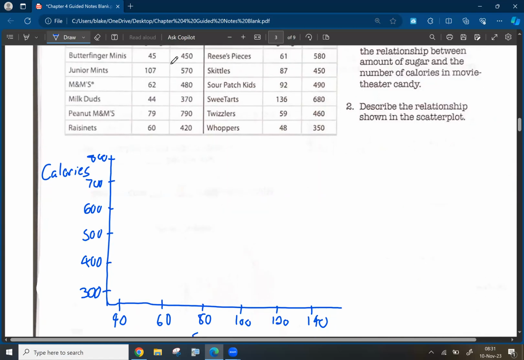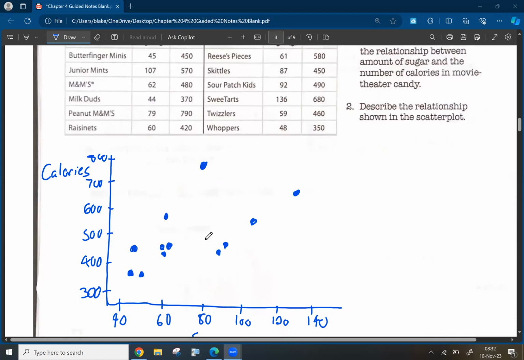Okay, so the first one we have is 45, 450. So 45 for sugar is going to be right about here, and then 450 for calories is right about here. So mapping those together, that's probably about right there for that point. All right, I'm going to go ahead and do the rest of these. So 107, 570: 107 would be right about here, right? And 570 is going to be way up here, so probably something like this spot there. I'm going to pause the video just to not take up too much of your time, and I'll come back with all my points plotted, okay?